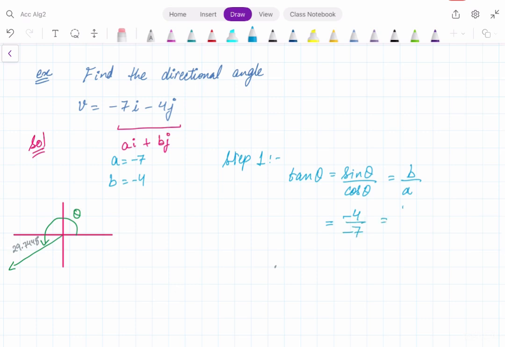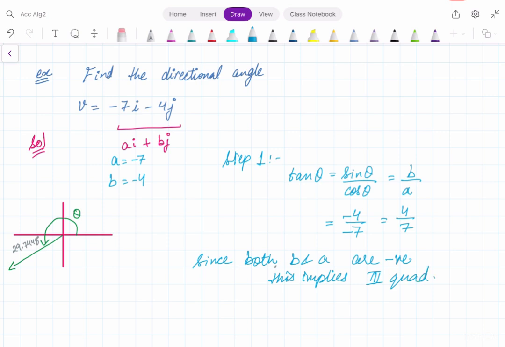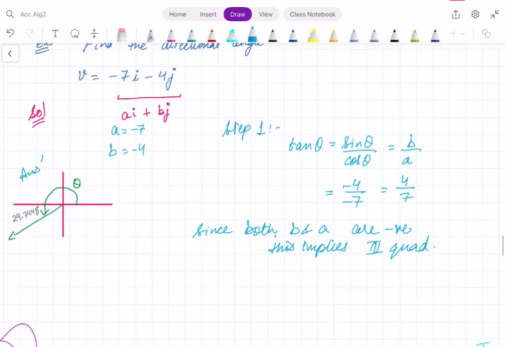Now think about it. In which quadrant are both x and y negative? Both x and y are negative in quadrant 3. So we need to be very, very careful because we need to identify in which quadrant our terminal point will lie, right? So it will be in quadrant 3. Now we have tangent theta is 4 over 7.